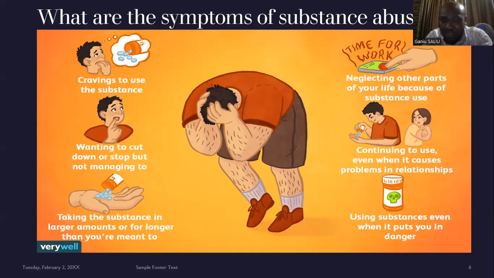The last one is using the substance even when it puts you in danger, yes. They do know that after taking this, 5 minutes after taking this, imagine somebody who wants to rush 3 liters of alcohol within 2 hours. They know. The moment they do it, you see them, they can't even walk. They'll be struggling. You know them. You see their videos. They'll be like, where now? The voice automatically changes. And it's reality. They've abused something. They've abused the alcohol.